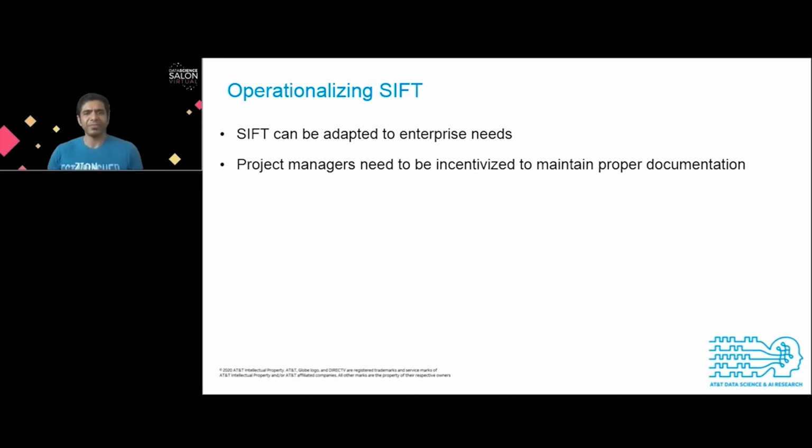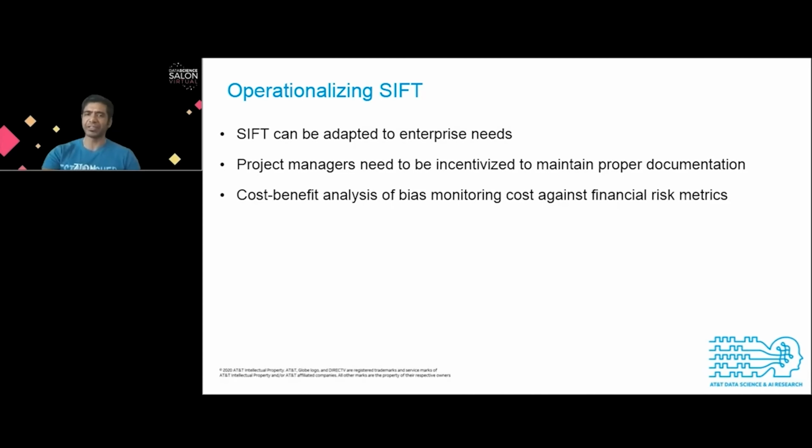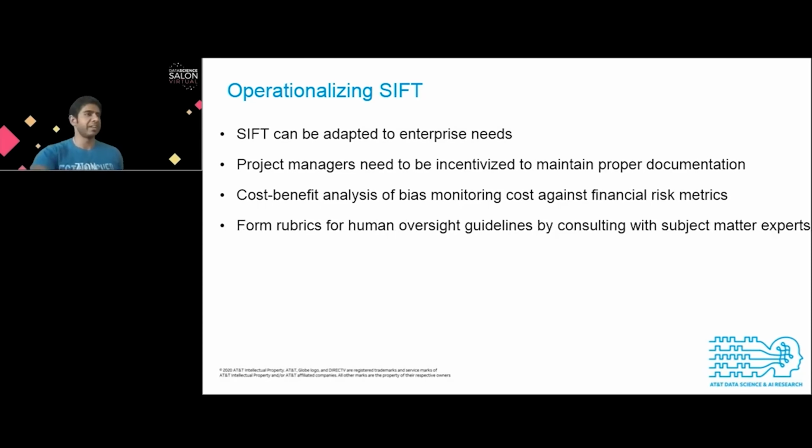Finally, some cost-benefit analysis has to be done periodically to make sure that the cost of bias monitoring is viable in terms of financial risk metrics that are important to the company, and also forming rubrics of human oversight guidelines. So essentially fact-sheet style documents to kind of facilitate the human steps. And this can be done by consulting with subject matter experts.